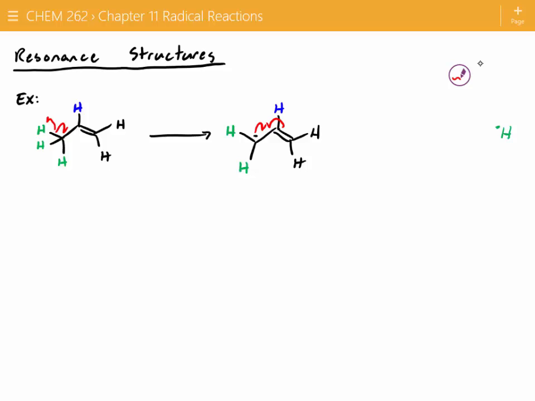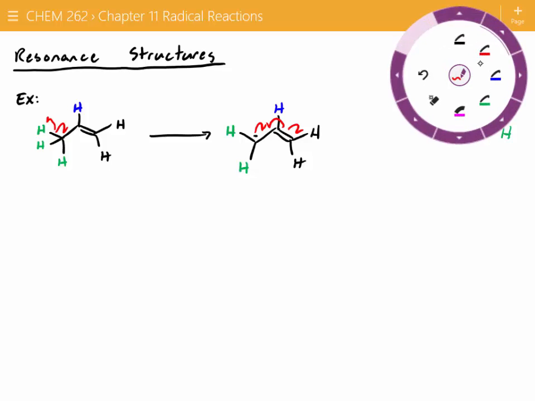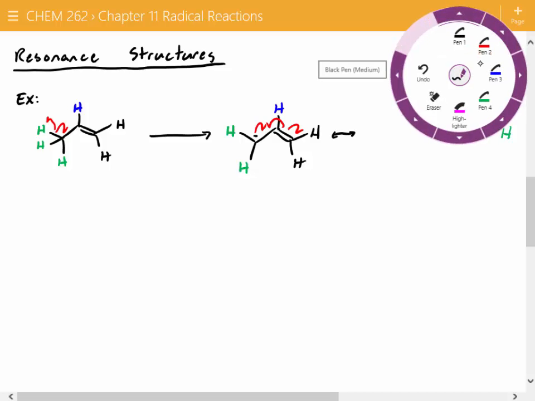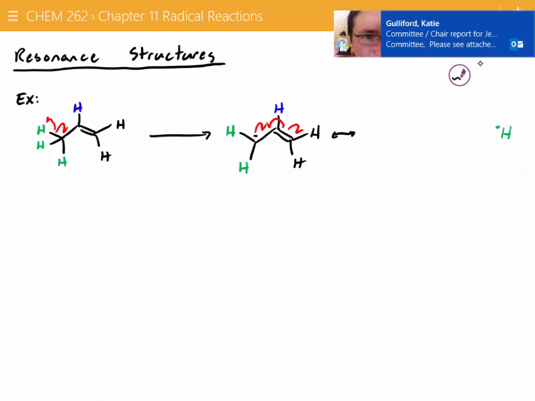So now we've got two electrons moving into that carbon-carbon position, and the remaining electron from that pi bond will want to jump over to an adjacent carbon. So we've got three different single-headed arrows.